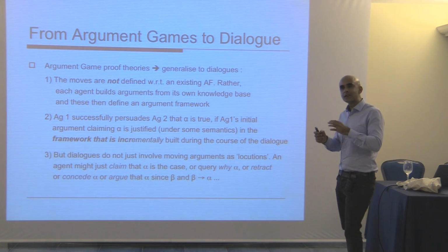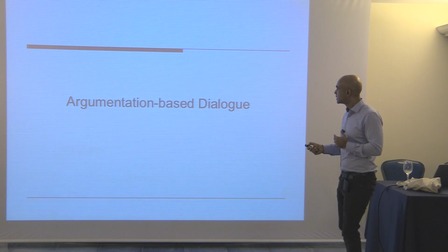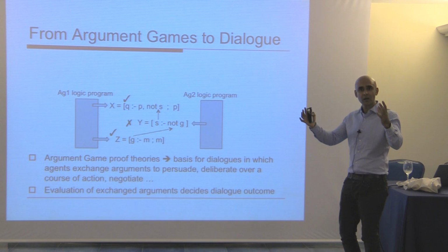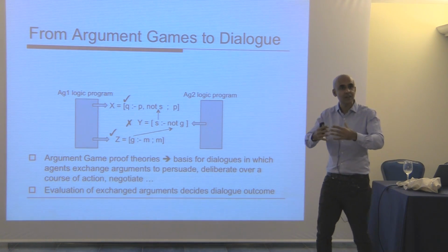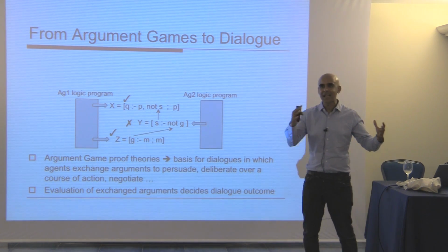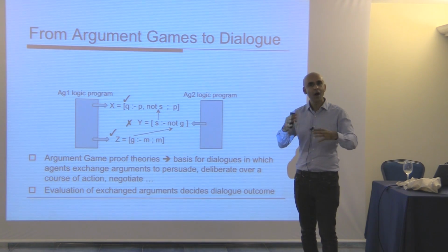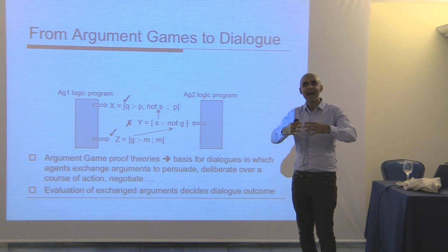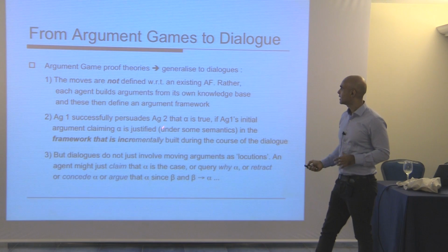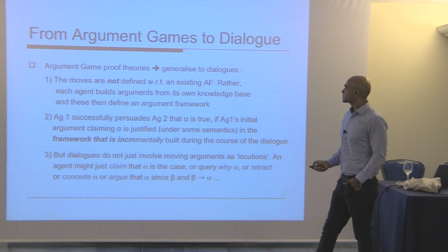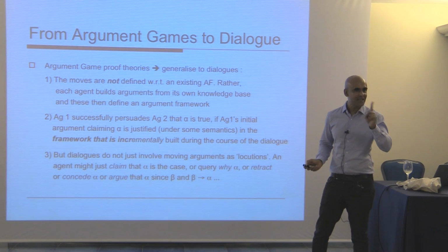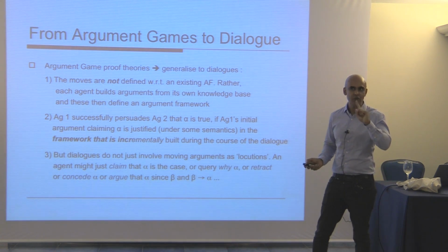The arguments that they move, just like here, these arguments define a framework. It's by the process of moving that the framework is constructed. It's not that you have a framework and you play the game with respect to the framework, but rather they move the arguments, and during the course of the dialogue, the framework is constructed. And we're going to focus more on the persuasion dialogues, where one agent is trying to persuade another agent of the truth of an assertion.